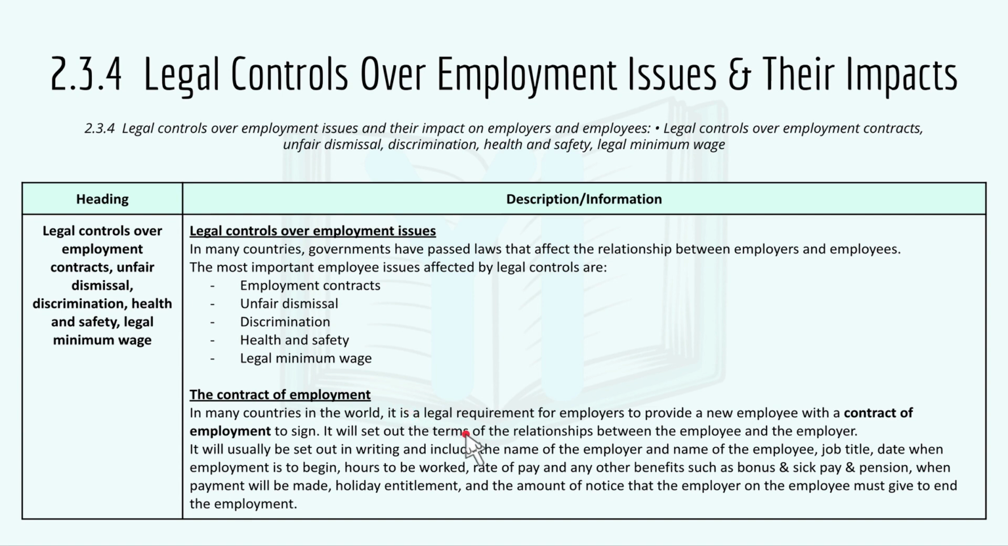In many countries in the world, it is a legal requirement for employers to provide a new employee with a contract of employment to sign. It will set out the terms of the relationship between the employee and the employer, and it will usually be in writing and include the name of the employer and the name of the employee, job title, date when employment is to begin, hours to be worked, rate of pay, and other benefits such as bonus and sick pay and pension, where payment will be made, holiday entitlement, and the amount of notice that the employer or the employee must give to end the employment.